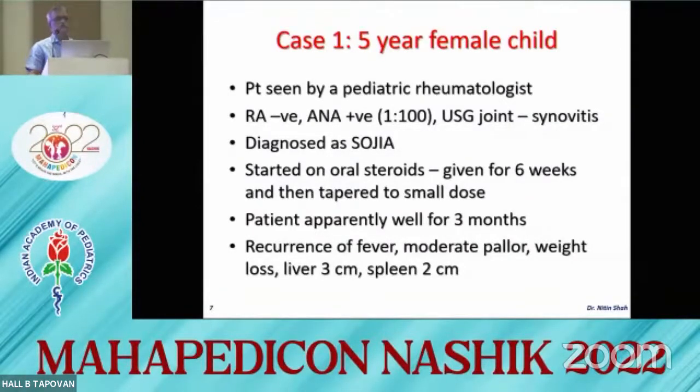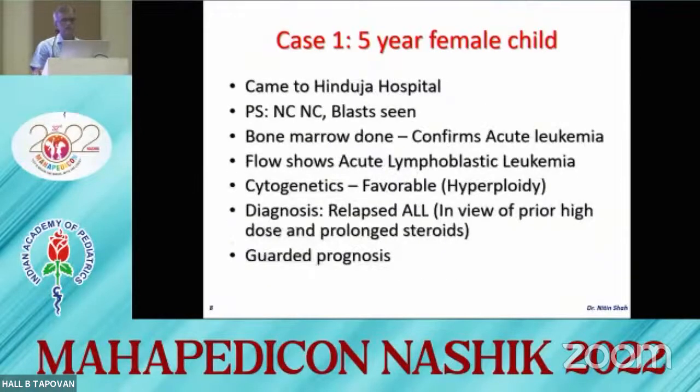Now fever recurs. Now he becomes even more pale than before. Now he has weight loss. Now his liver spleen size has gone up. Came to Hinduja Hospital. We see peripheral smear and there are blasts. Now bone marrow is done. It confirmed that this is acute leukemia. The flow shows that it's acute lymphoblastic leukemia.